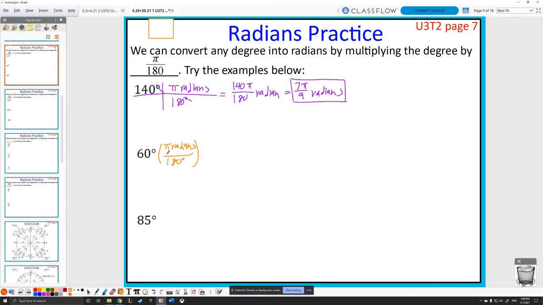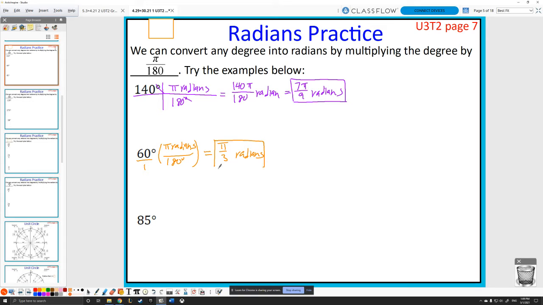So if you're more comfortable with this, if you say the picket fence seems like a lot of work in terms of drawing the cross and all that stuff, that's perfectly fine. Multiply directly across like so. Of course, this is over 1 for those of you who don't remember that. But if you reduce this, you're going to get pi over 3 radians.